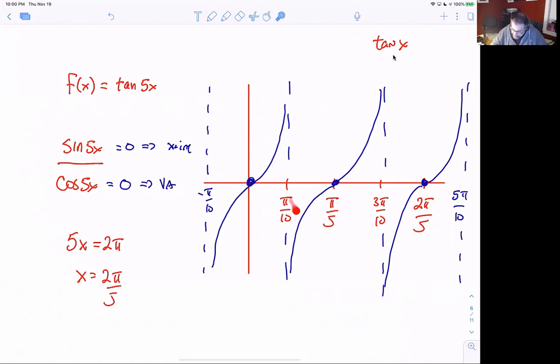Wherever cosine is 0, tangent has an asymptote. So right there is one place, and right there is the other. So that's kind of a quick way to graphing tangent when you've got a different angle.